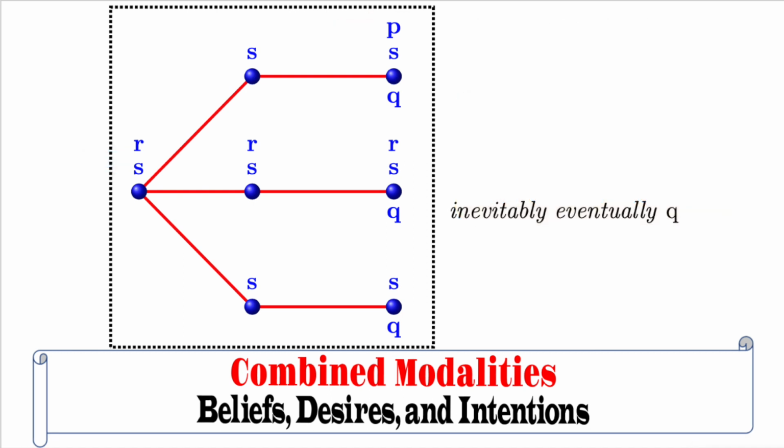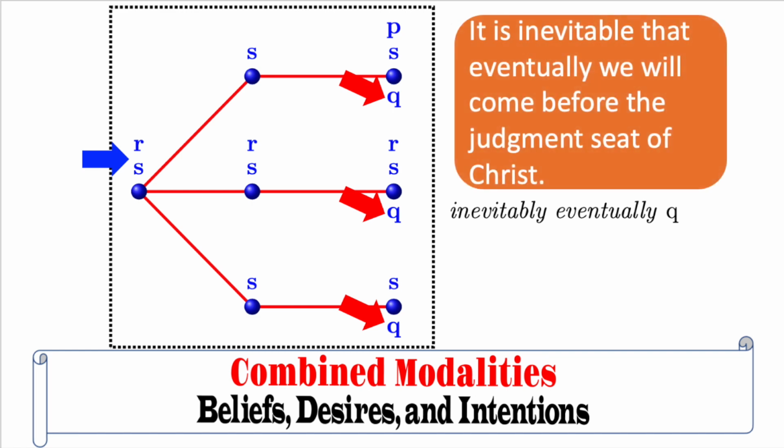As for the path from time point SR to time point Q, based on the given tree, it is inevitably eventually Q. Why inevitably? It is because all paths leaving from time point SR have time point Q at the end. Why eventually? It is because time point Q appears only at the end of all paths leaving from time point SR. For example, if we say it is inevitable that eventually we will come before the judgment seat of Christ, then it can be denoted by Q.